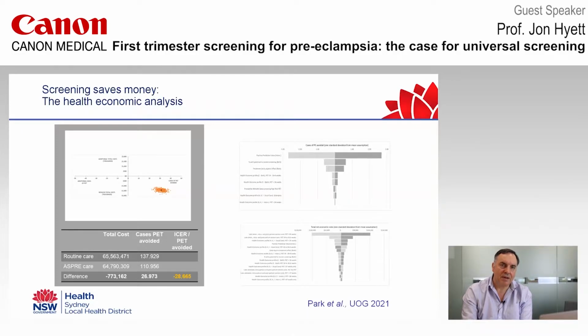But basically they show you that the screening test and then use of aspirin to prevent preeclampsia is basically costing us less money and reducing the number of cases of preeclampsia. And that's universal. It really doesn't matter where you are with that sensitivity analysis. This is completely dominant over usual care.